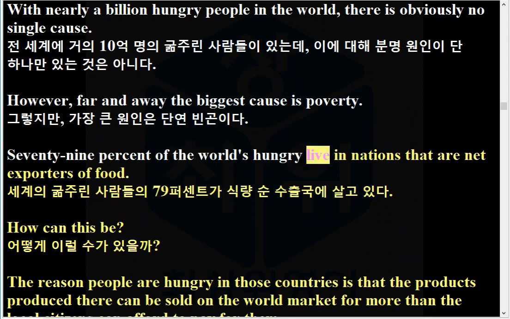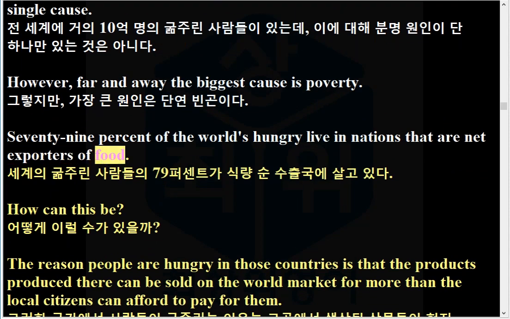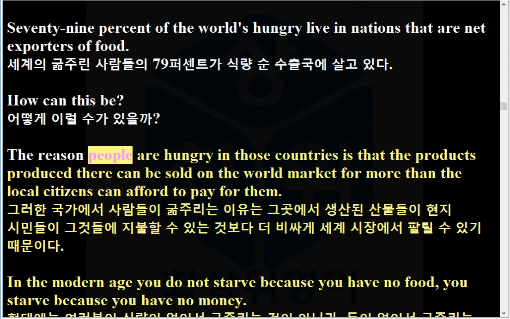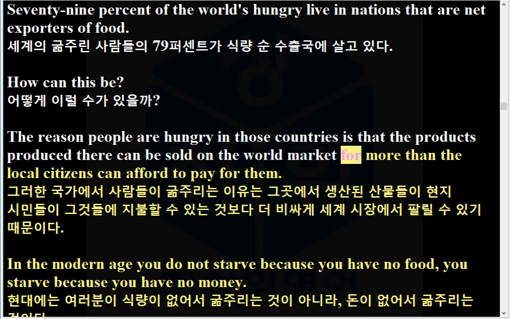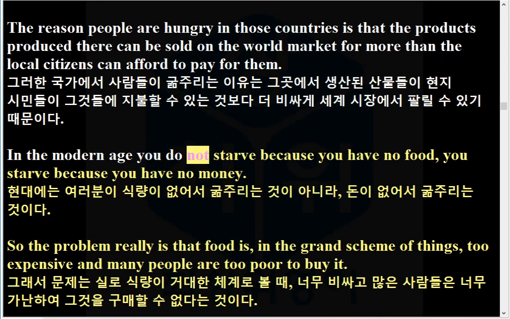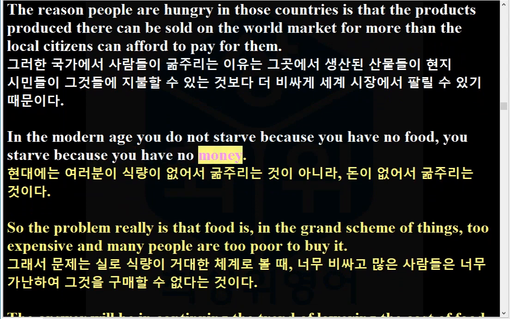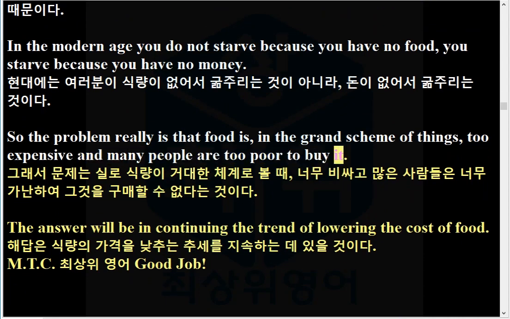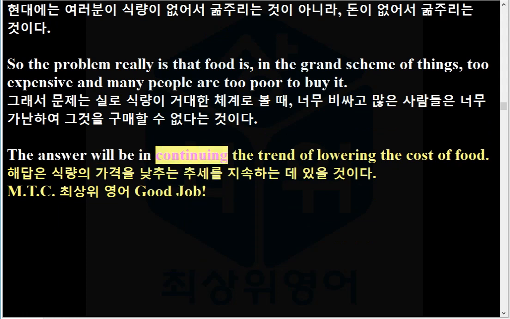79% of the world's hungry live in nations that are net exporters of food. How can this be? The reason people are hungry in those countries is that the products produced there can be sold on the world market for more than the local citizens can afford to pay for them. In the modern age you do not starve because you have no food, you starve because you have no money. So the problem really is that food is, in the grand scheme of things, too expensive and many people are too poor to buy it. The answer will be in continuing the trend of lowering the cost of food.